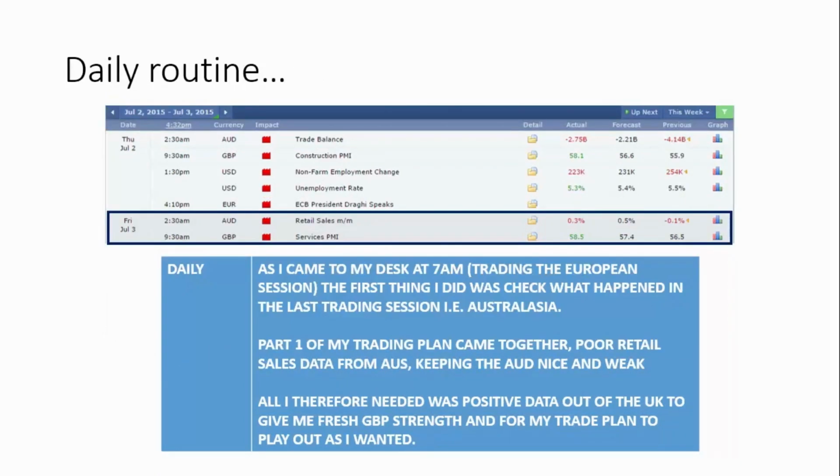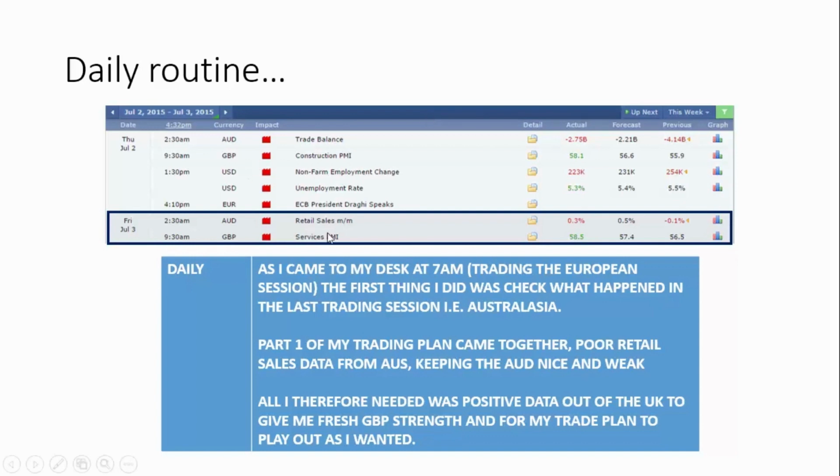Okay, so then I came to my charts on Friday. As I mentioned earlier, the European session, so I come to my charts, and I got to my charts around about 9 o'clock, preparing myself for the 9:30 news, as we can see here, affecting the pound. Part one of my plan came together.